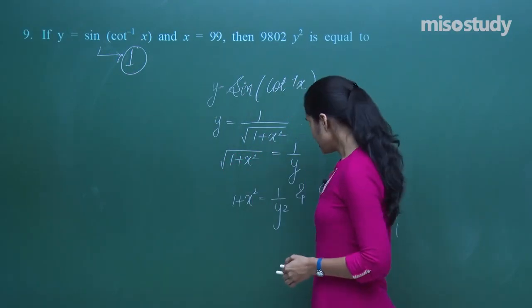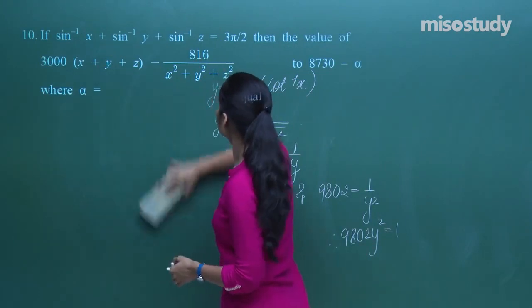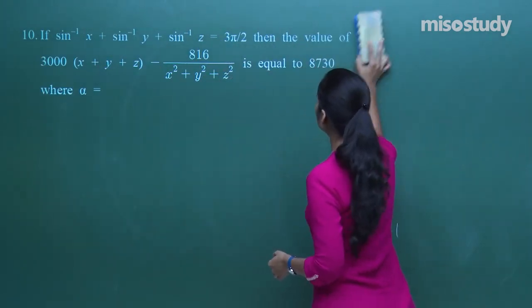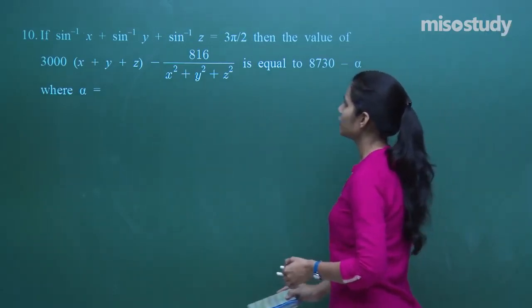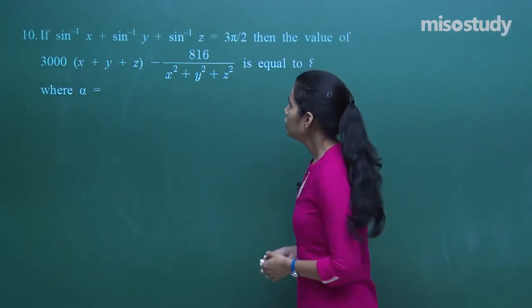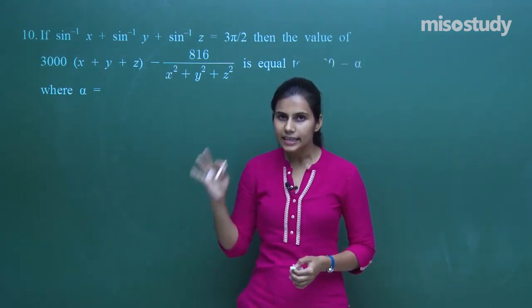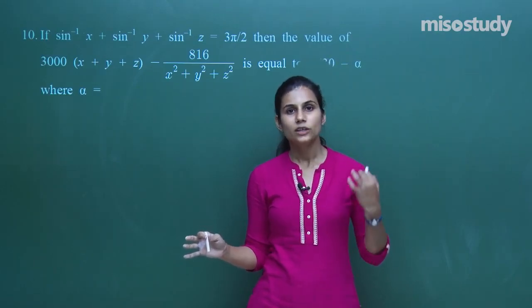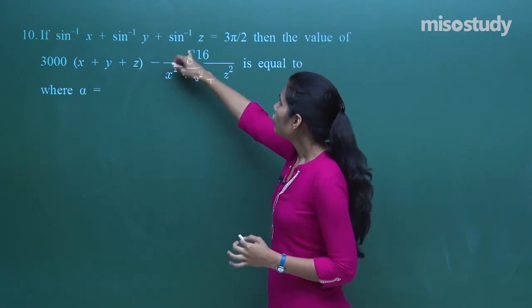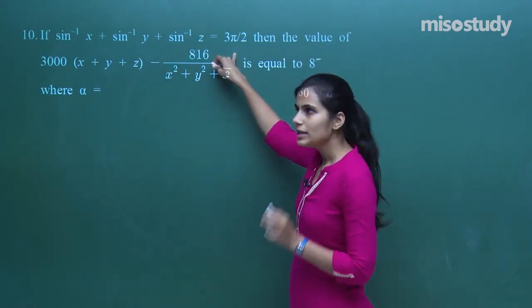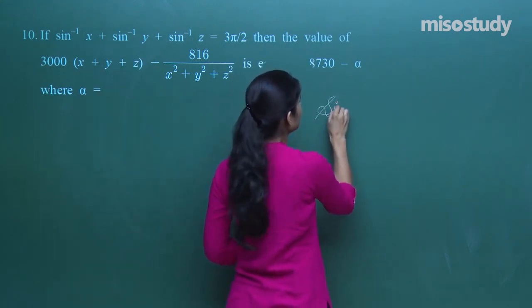Clear? Next question is, if sine inverse x plus sine inverse y plus sine inverse z is 3 pi by 2, then the value of this expression is equal to 8730 minus alpha, where alpha is what? Okay, so understand, you know sine inverse x function is basically greater than or equal to minus pi by 2 and less than or equal to pi by 2. So, max that it can achieve is pi by 2. You know that when I am adding all these 3 and I am getting 3 pi by 2, that is only possible when each one of them is pi by 2, right? No other option is there.